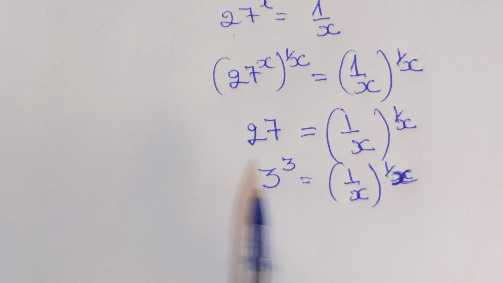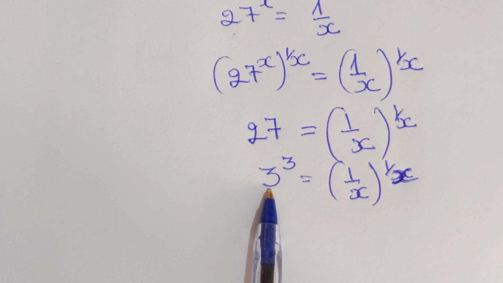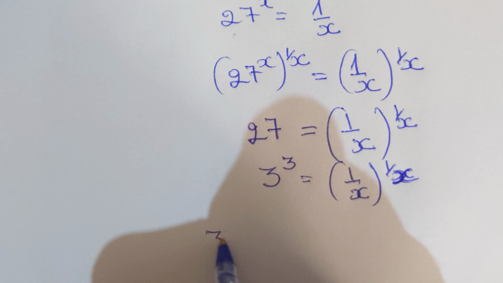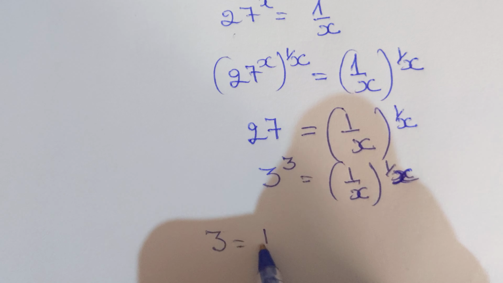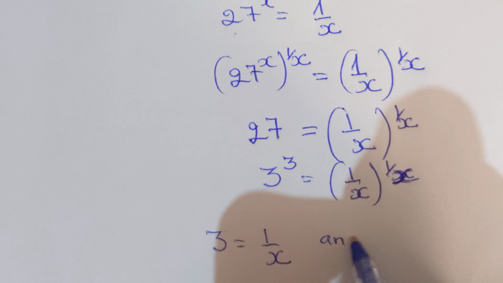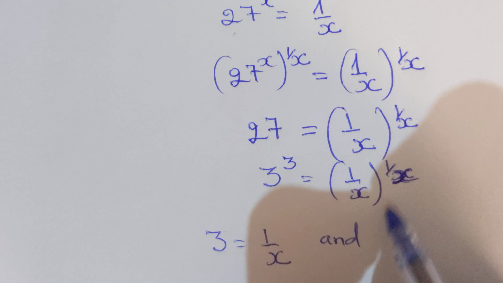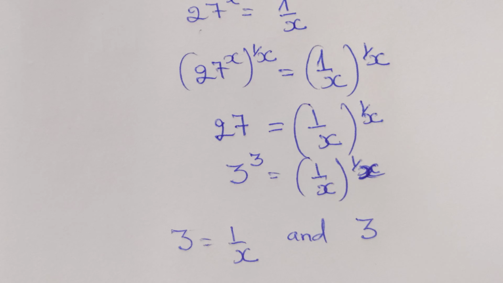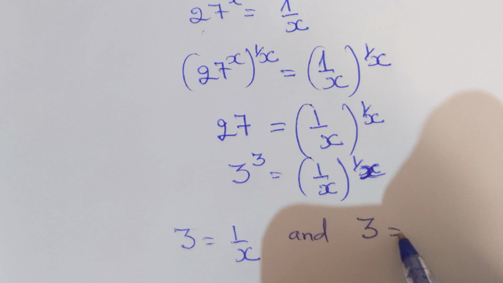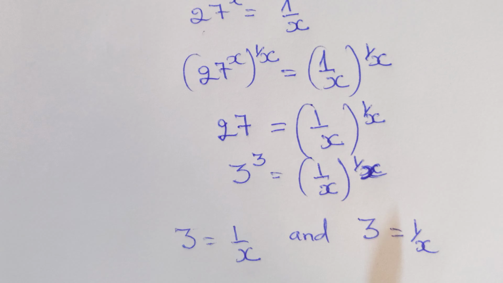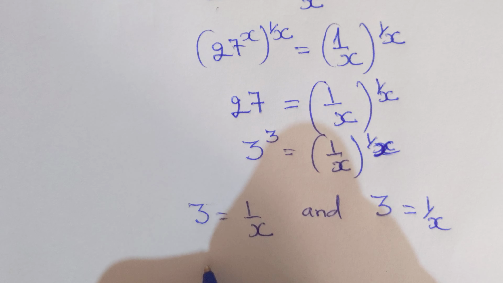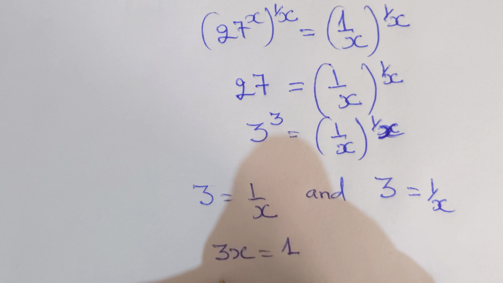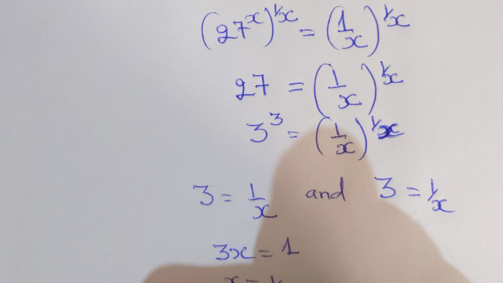So we are going to check if base and power are equal. To mean that here we will have 3, which is equal to 1 over x, and here it is for base, and we are going to check the power. Here we have 3, which is equal to 1 over x. To mean that they are equal. This will provide 3x, which is equal to 1, and x will be equal to 1 over 3.